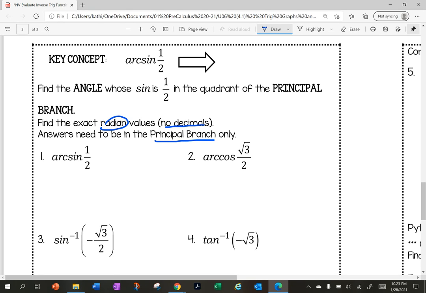So what is the arc sine of a half? Another way of saying this is, what is the sine inverse of a half? I know sine's two quadrants are 1 and 4, and since this is a positive 1/2, I know I'm in the first quadrant because I'm positive. And sine, which is y, is a half at pi over 6.